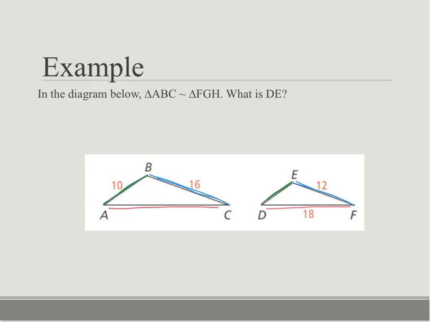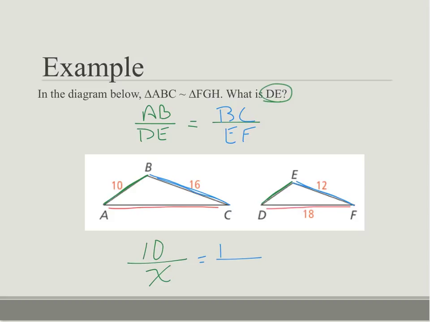The question is asking, what is DE? Well, we know that DE, right here in green, is unknown. But we do know a couple of other things. Let's write down what we do know. We know that AB is similar to DE, and we know that AB is 10, even though we don't know what DE is. We also know that BC is similar to EF, and we know that BC is 16 and EF is 12.